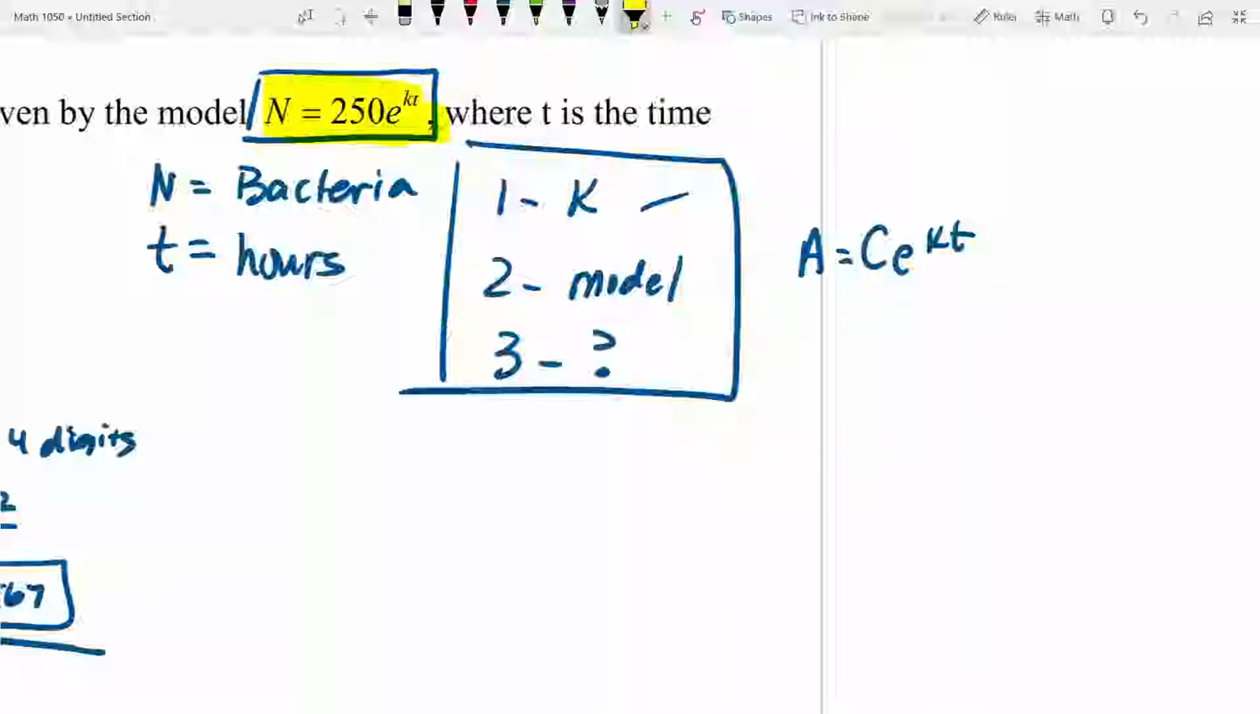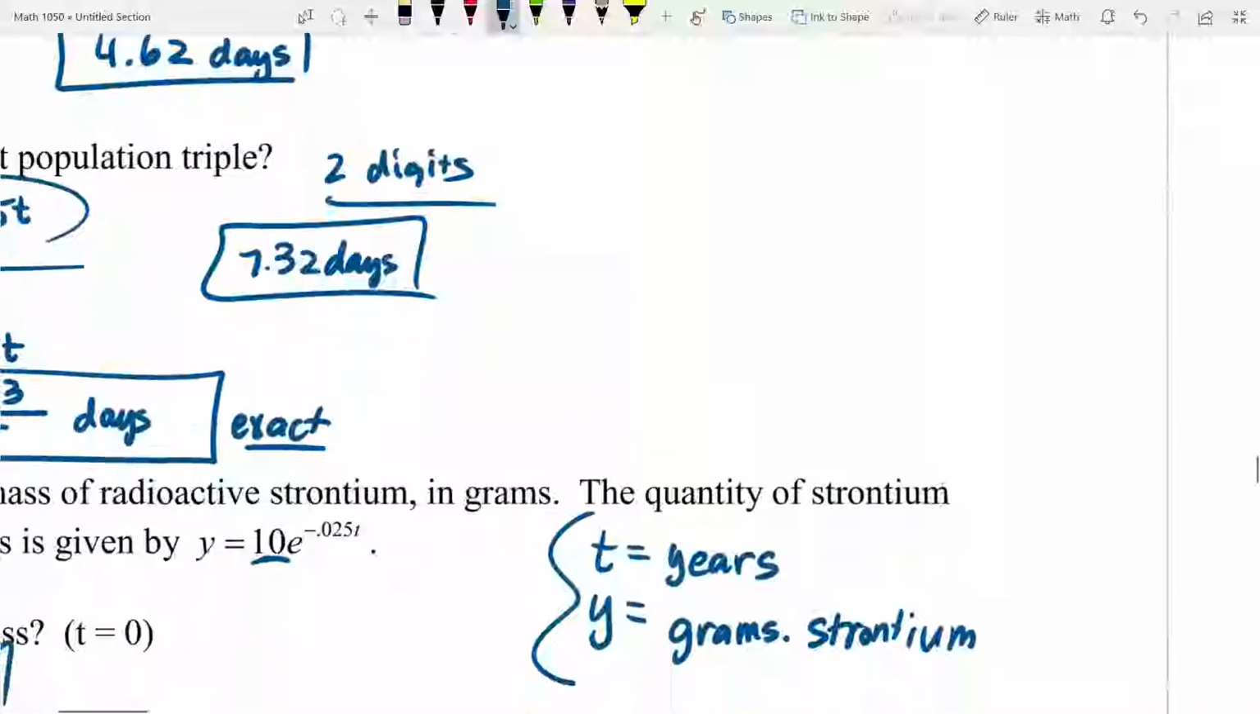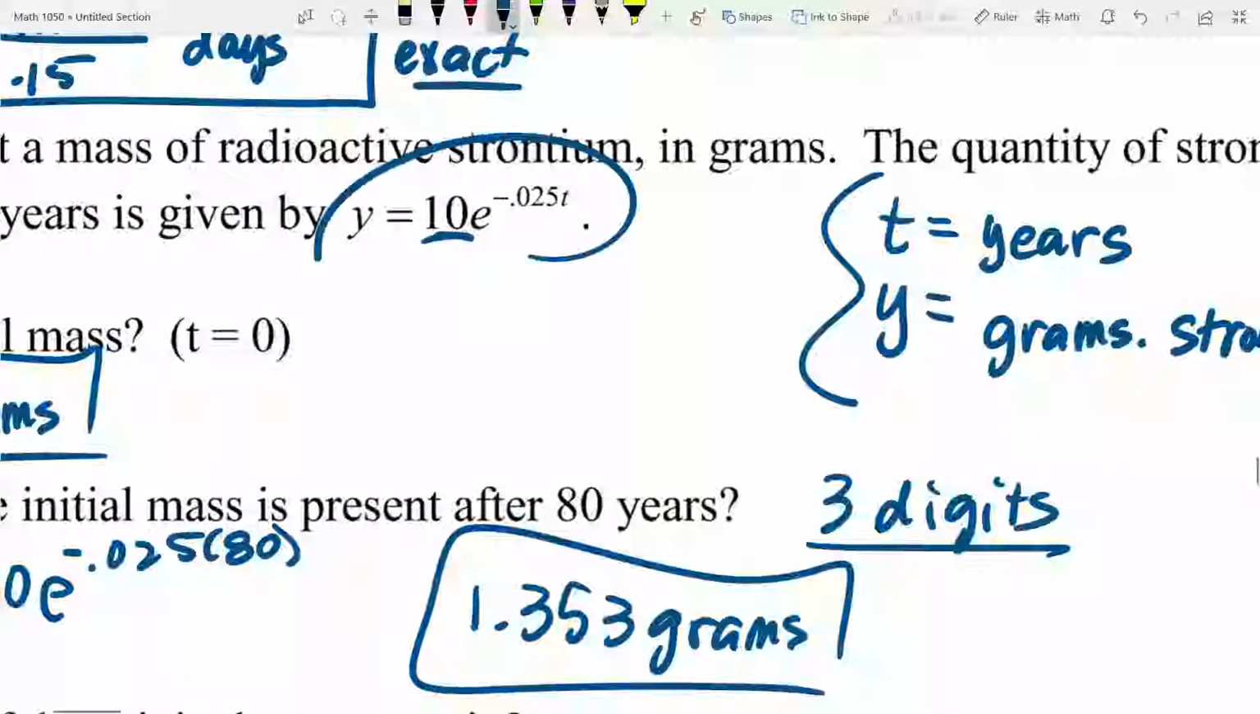Here's what I'm trying to tell you. See this C right here? Highlight it. See the K right there? Highlight it. Then off to the side, tell yourself that if something's highlighted, you stick a number in. So you're not going to stick a number in for A, and you're not going to stick a number in for T. You're just going to do the initial amount and the rate. Look back here. In this problem where they gave you the formula, they gave you the initial amount and the rate.